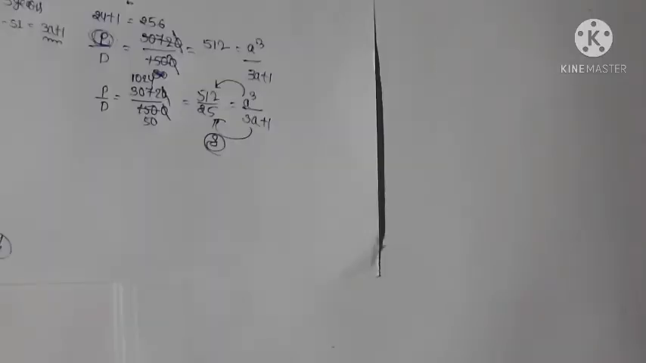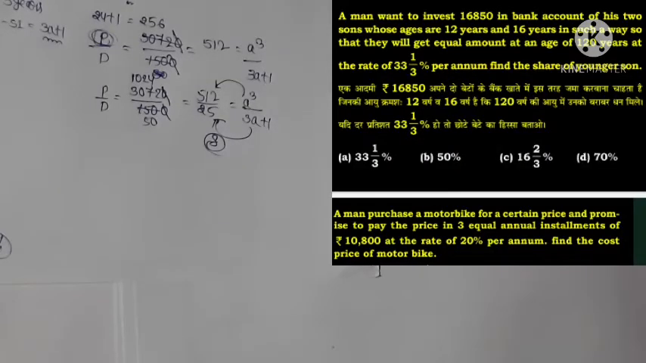So answer is 12.5%. A man wants to invest 16,850 in a bank account of his two sons, whose ages are 12 years and 16 years, in such a way that they will get equal amount at an age of 120 years at the rate of 33 1/3% per annum. Find the share of younger son.